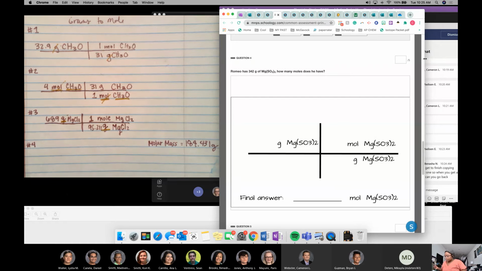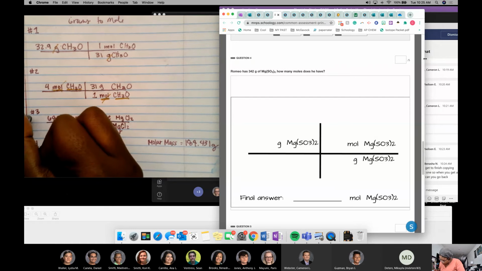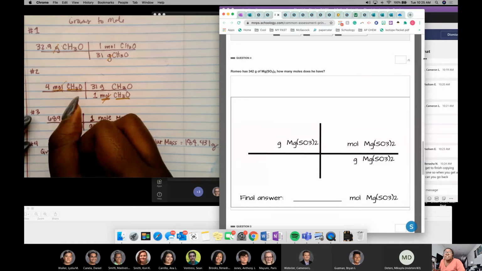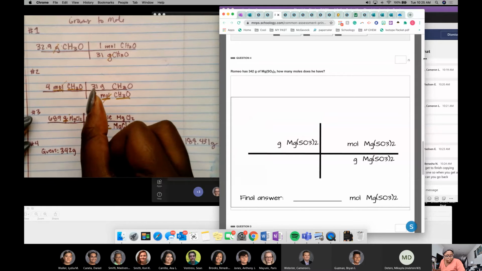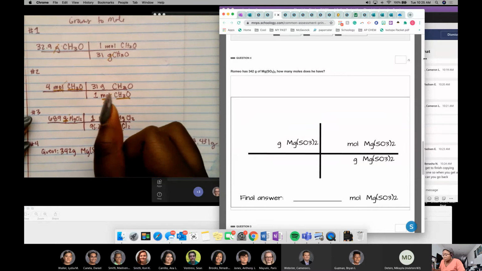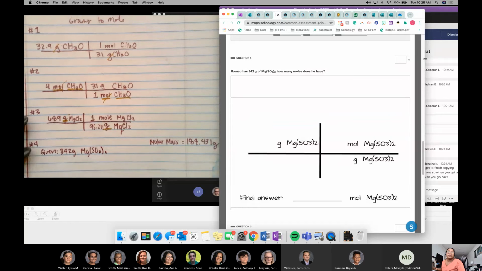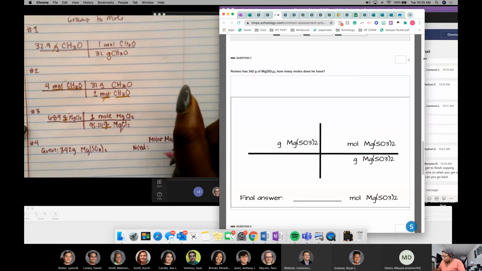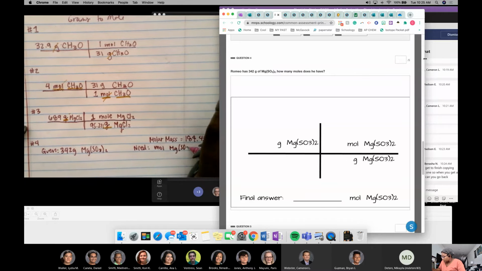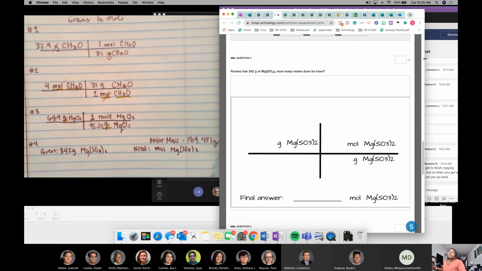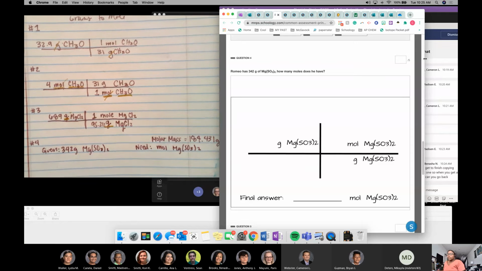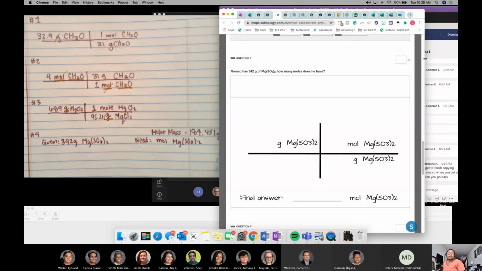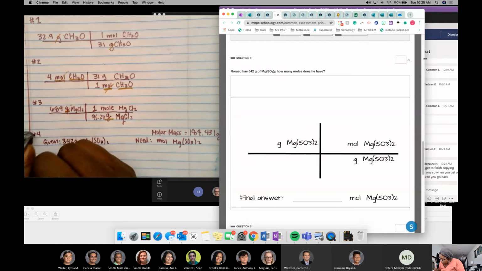We've been given 342 grams of MgSO3 2. We need moles of MgSO3 2. Okay. Start with your given.